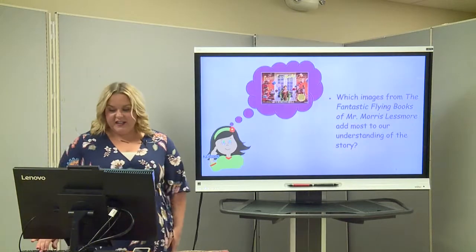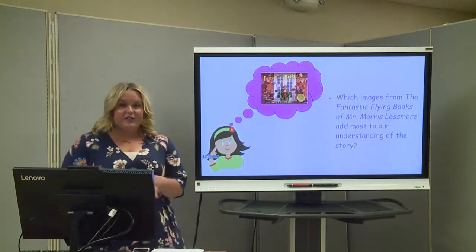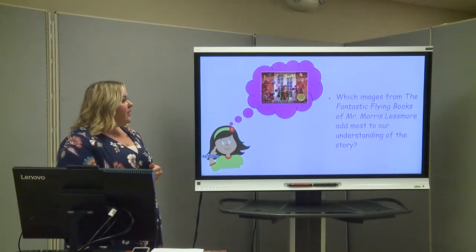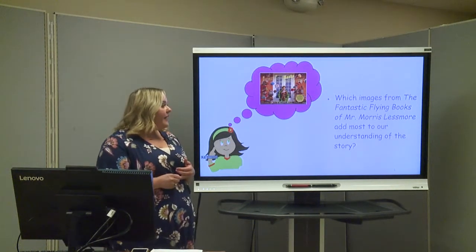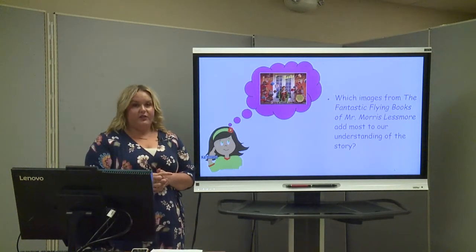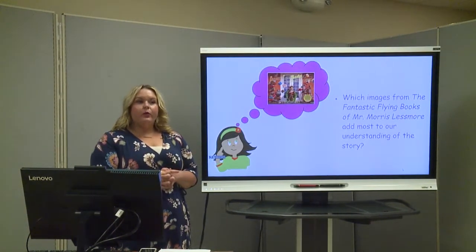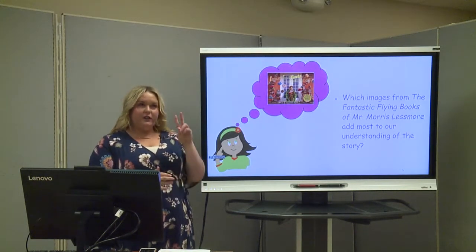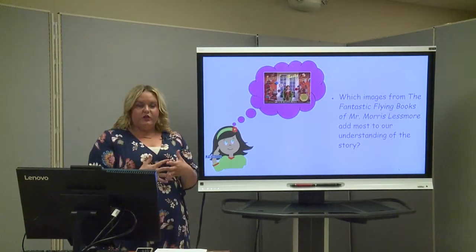That's the end of that story. Okay, so like I said, I hope you saw some really good illustrations. So the question we want to talk about: which images from The Fantastic Flying Books of Mr. Morris Lessmore add most to your understanding of the story? What images did you see as we were reading the story that really helped you understand what was going on? Think about that. See if you can pick 2 or 3 things that happened in the book and the images. Which ones did you like?